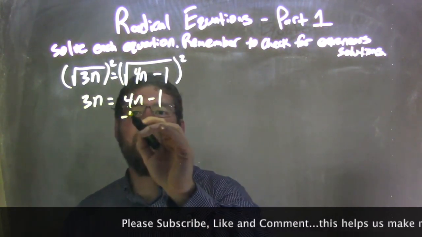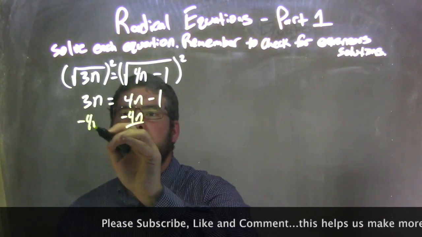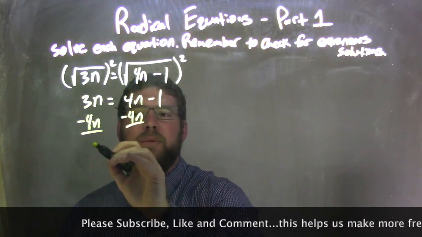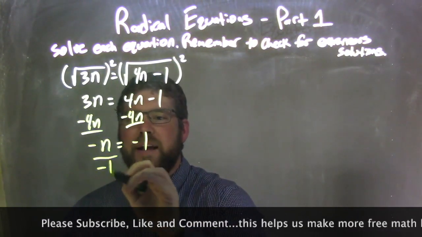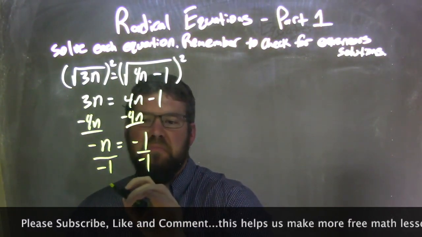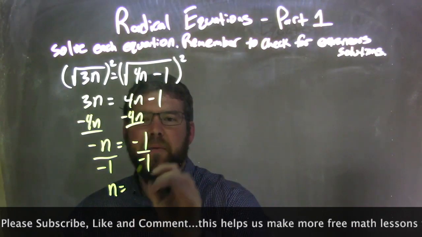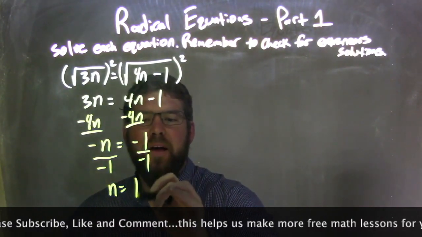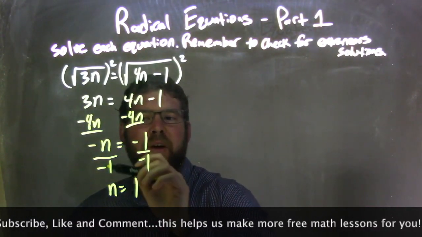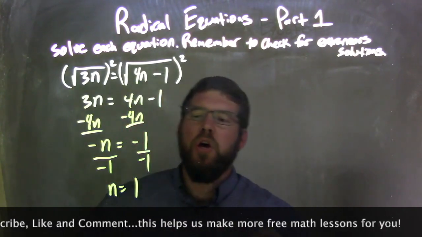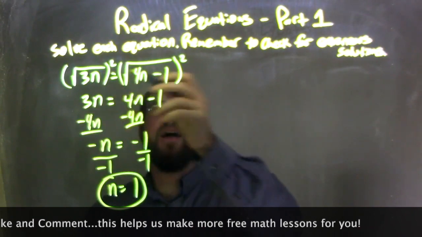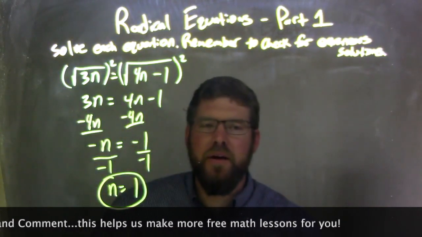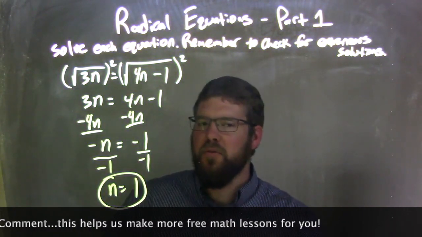I'm going to subtract 4n from both sides, leaving me with 3n minus 4n, which is negative n, equals negative 1. Well, if I divide both sides by negative 1, that leaves me with n equals, well, negative 1 divided by negative 1 is a positive 1, because remember, negative n divided by negative 1 is a positive n. So now I'm done. n equals 1. Fantastic. So a problem that had 2 square roots in the beginning, right?